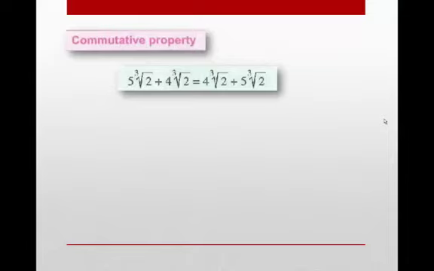Commutative property. 5 cube root 2 plus 4 cube root 2 equals 4 cube root 2 plus 5 cube root 2. That's the meaning of the commutative property.